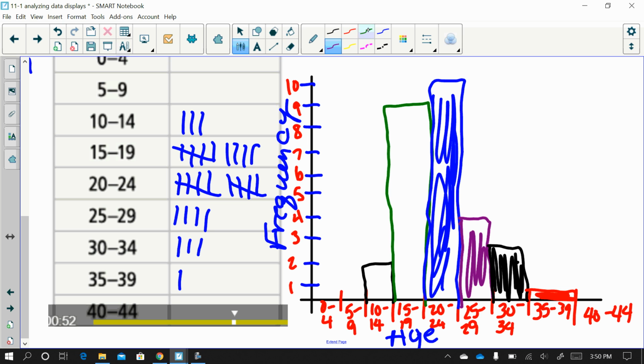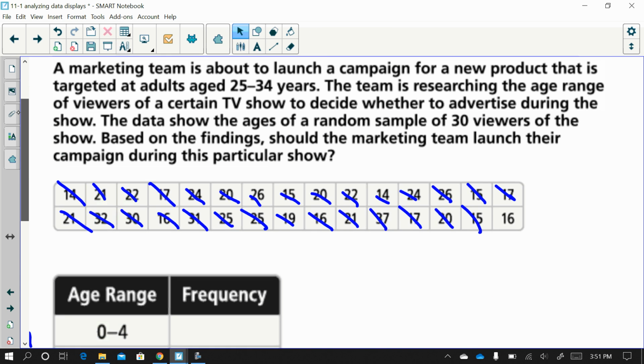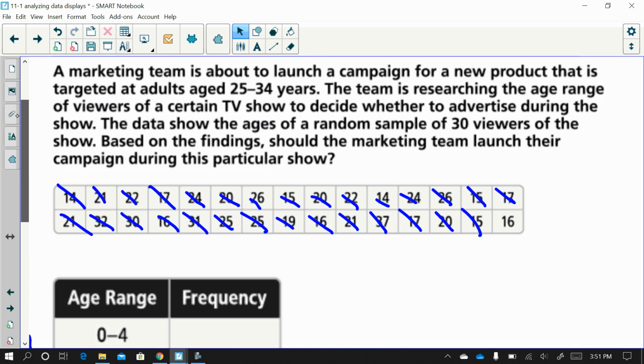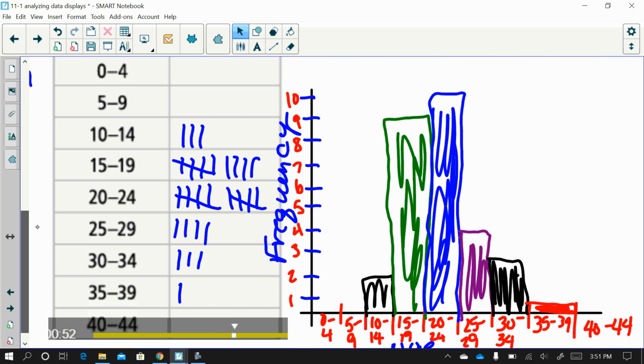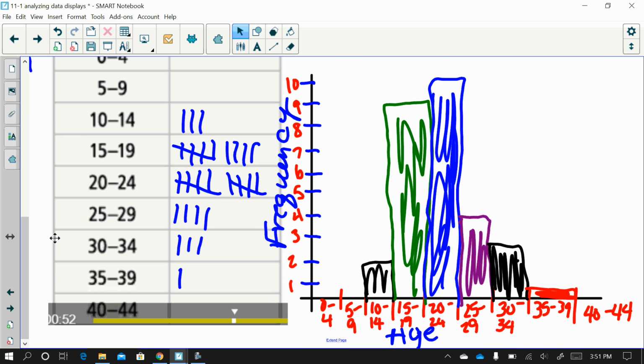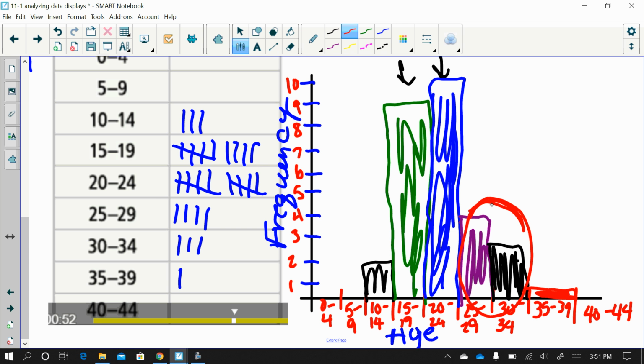So remember, we've got to answer the question. Let's go back up and see what the question said. The question wanted to know, I want to target 25 to 34. Would this be a good show for 25 to 34-year-olds? Well, look at your intervals. Which two are the biggest? Oh, 15 to 24. I wanted 25 to 34. Notice these two are much bigger. This was the one they really wanted us to look at right in here. Again, it's not as big, so I probably wouldn't use this show. This show would not be good for that age group.